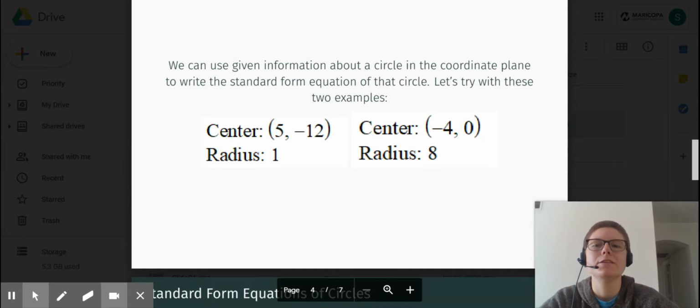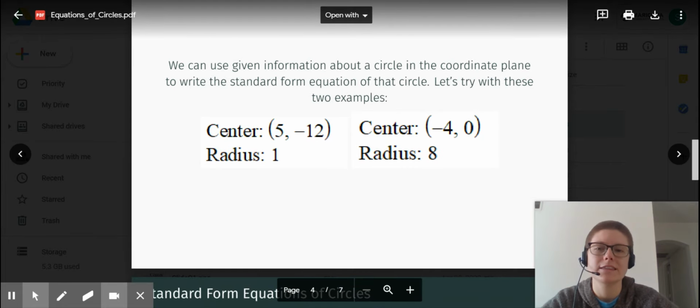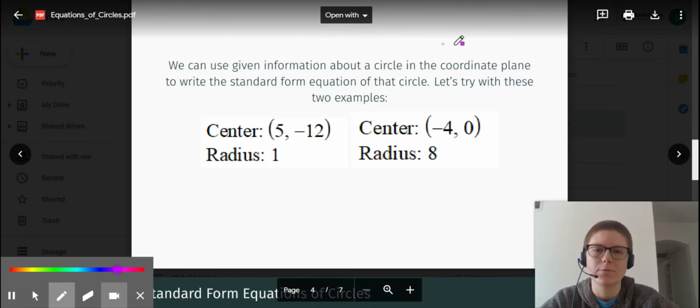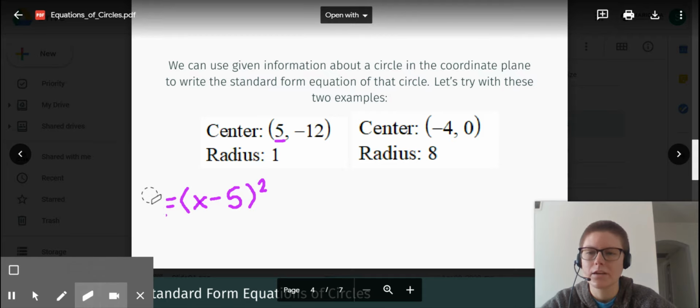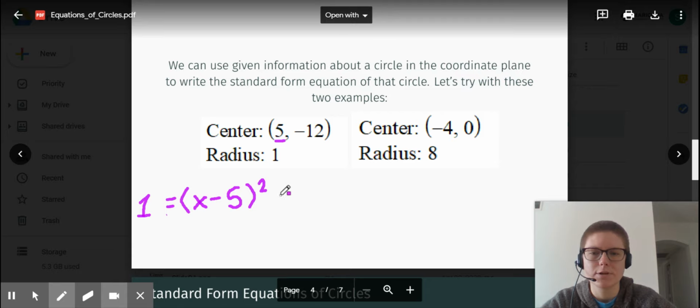We can use given information about a circle in the coordinate plane to write the standard form equation of that circle. We've got these two examples where it gives us the center and the radius, and we want to write our equations. For this one, if the radius is 1, well, 1 squared is just 1. Equals, and then we do x minus, the h is going to be 5, minus 5 squared.